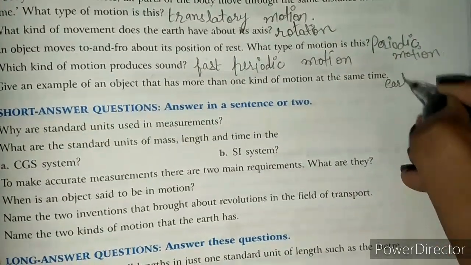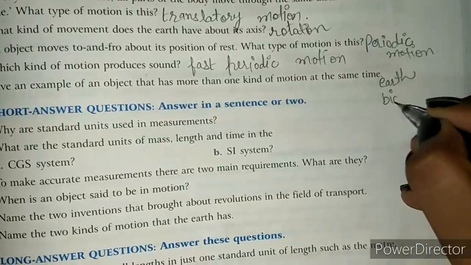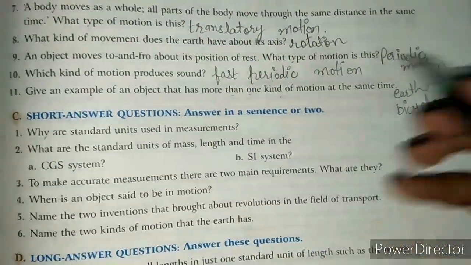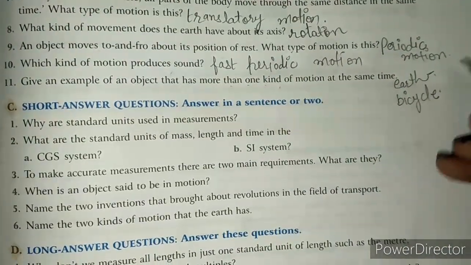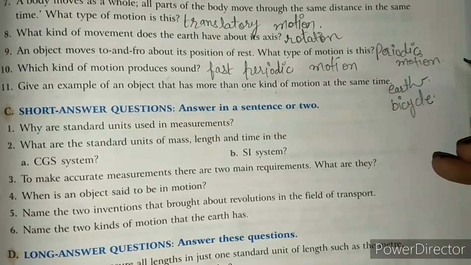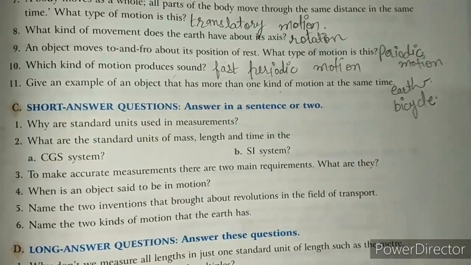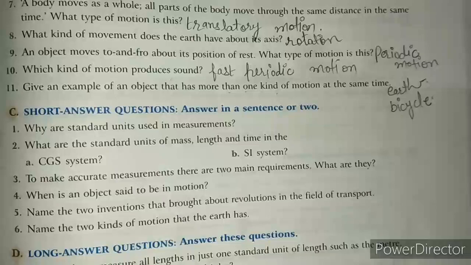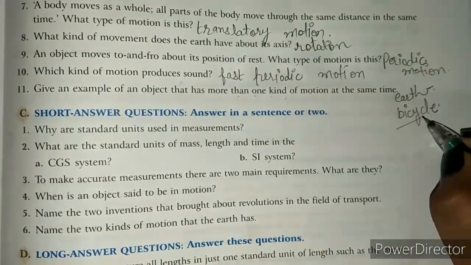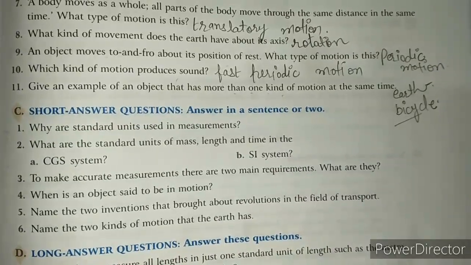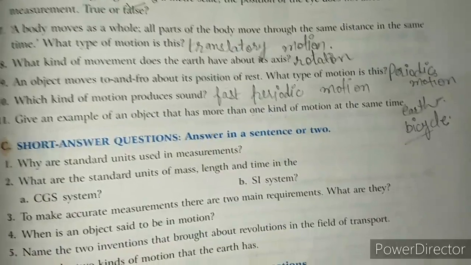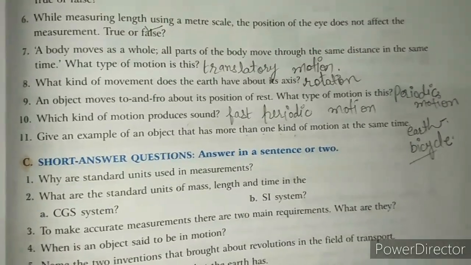So earth and bicycle can be the example for more than one kind of motion. Like earth, it shows revolution, which is a kind of translatory motion, and rotation, that is rotational motion. And bicycle, so when a bicycle moves in a straight line or curved line, that means it is in translatory motion, but the wheels of it are in rotational motion, right?